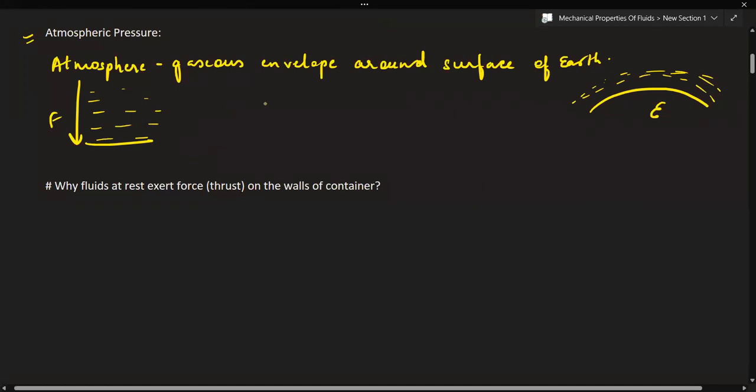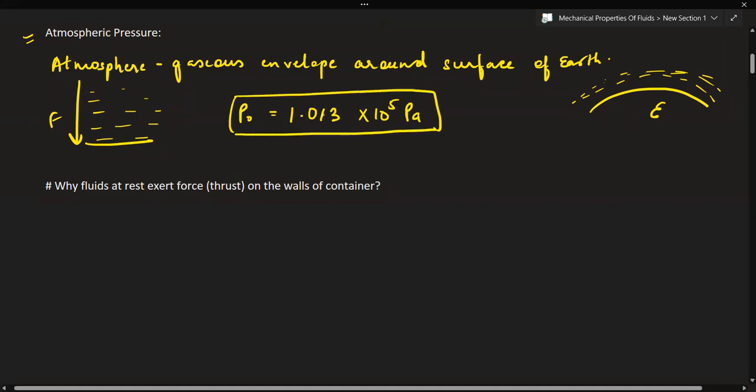Now see, the atmospheric pressure measured on Earth, you have to remember this value. It is 1.013 into 10 to the power 5 pascals, because most of the time it won't be mentioned in the question. So this is the atmospheric pressure of the Earth measured on the Earth.